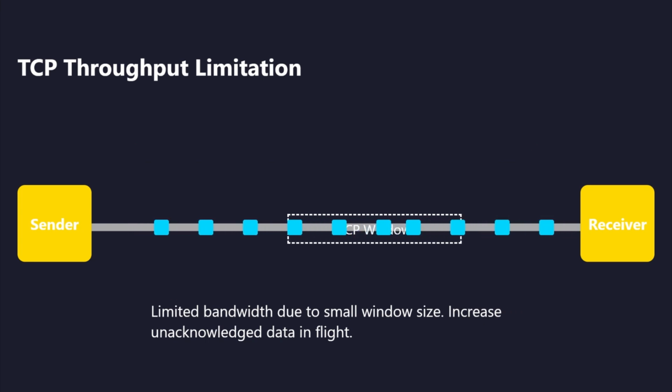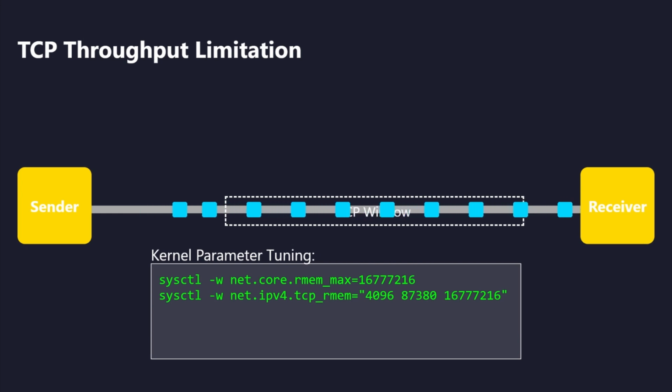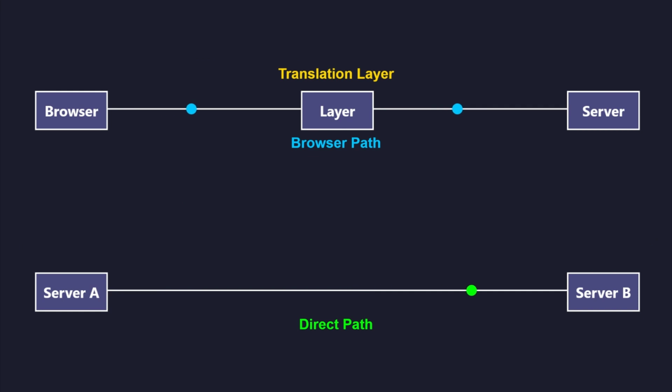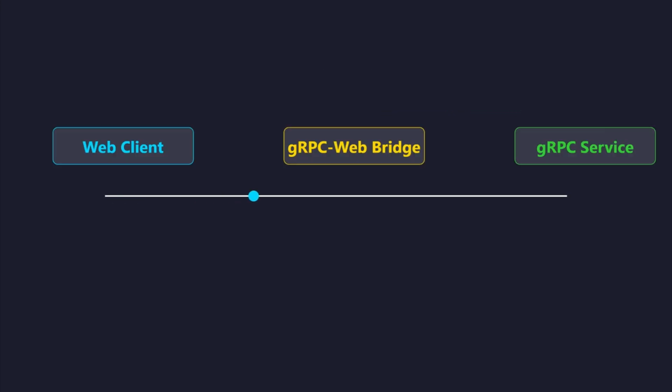Throughput can be limited by the transmission control protocol window size, so analysts must tune kernel parameters to allow enough unacknowledged data to be in flight across high bandwidth connections. Standard web browsers do not fully support the binary protocol features natively, requiring a translation layer that can reduce throughput compared to direct server-to-server binary communication.